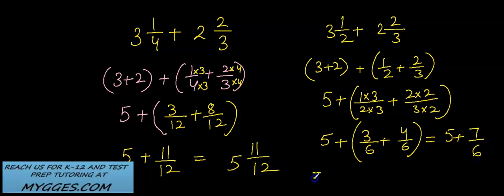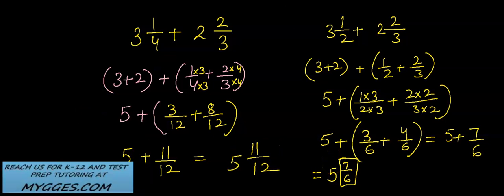Now, if we write it in a mixed form, this would be equal to 5 and 7/6. But as we discussed earlier, when we write any fraction in a mixed form, it should be the whole part and the fractional part, but the fractional part must be a proper fraction. In this case, we can see this fractional part is not a proper fraction. So that means this cannot be our final answer, and this is not the appropriate mixed form.